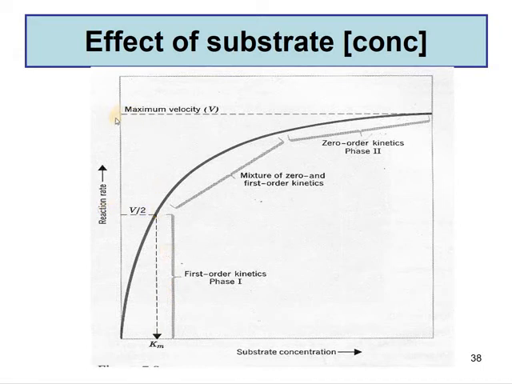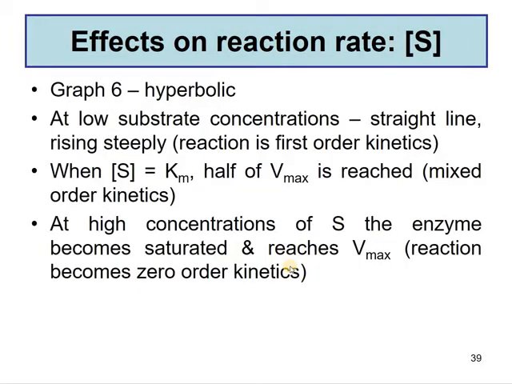So let's say the maximum velocity was 50. Then it means that the reaction rate at half maximum velocity will be 25. So then we look at the concentration of the substrate where the velocity was half of the maximum. Okay, so when the substrate concentration is at half maximum velocity, we call that the Km, and that's what we call the mixed order kinetics.